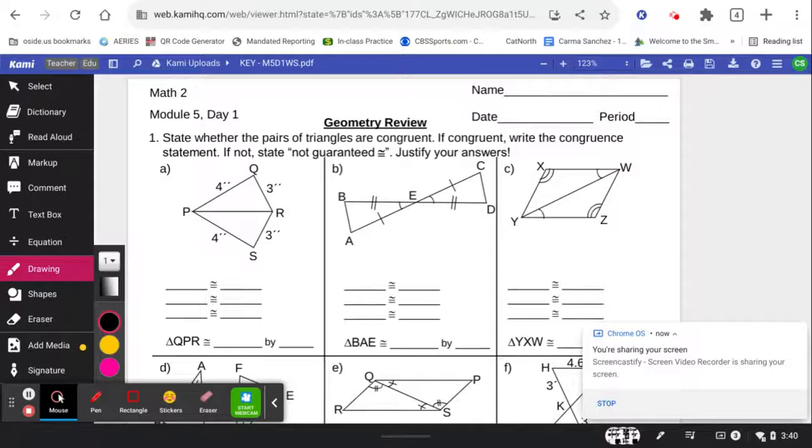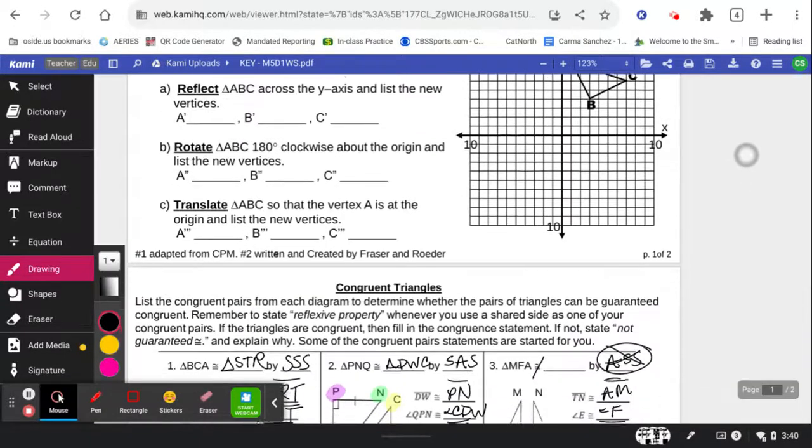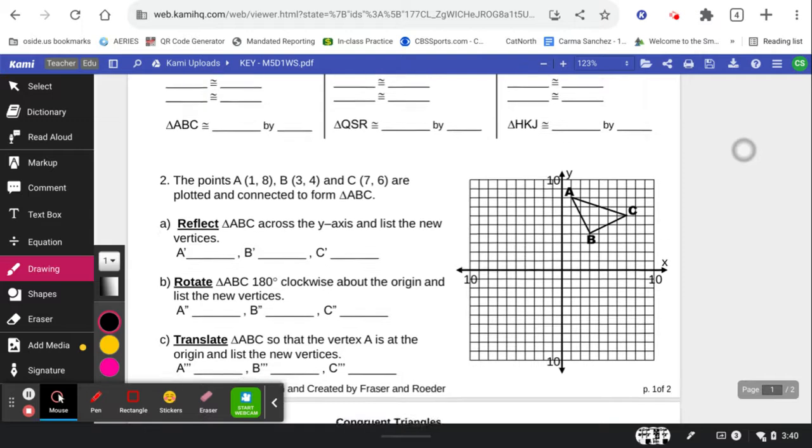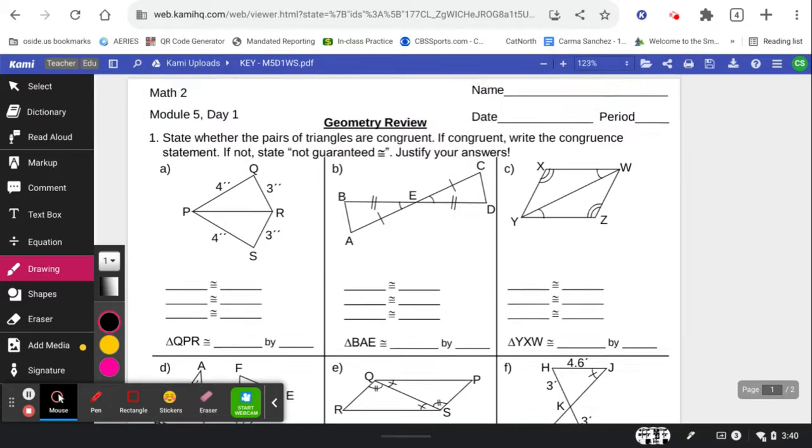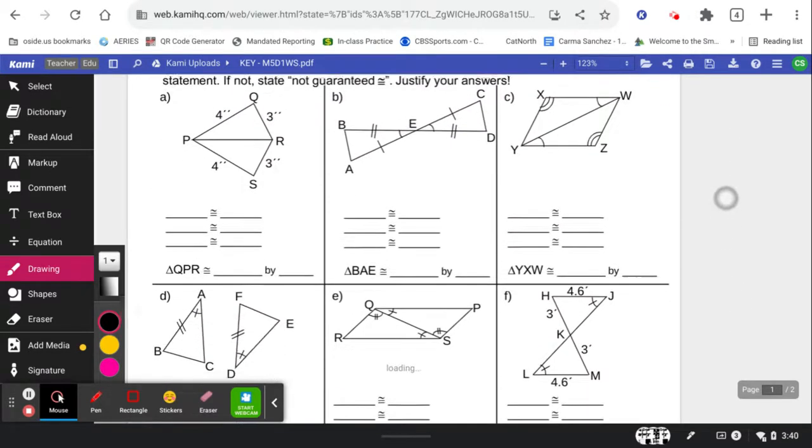All right, on the front of this worksheet, we did a couple of these in class together, and then you were supposed to do this bottom reflect, rotate, translate in preparation for the quiz on Friday. So let's go back through these. You can fast forward if you do already have some of these done.